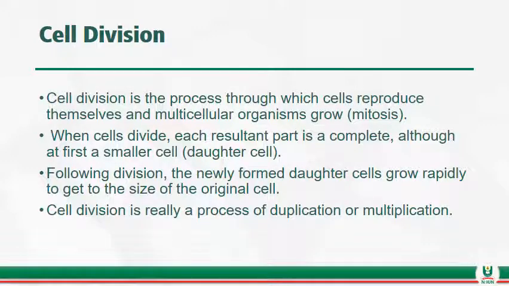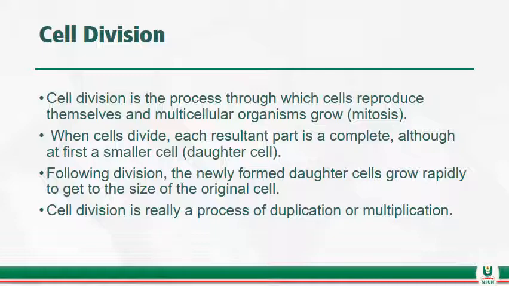So the cell division process is important, and it's a process through which cells reproduce themselves and multicellular organisms grow. The process of cell division can be mitosis or meiosis. When these cells start to divide, they form daughter cells, just an exact replica of the mother cell. When it gets to a certain stage, it just bursts open and divides into daughter cells, and that one too grows, then gets to a certain stage and divides again.